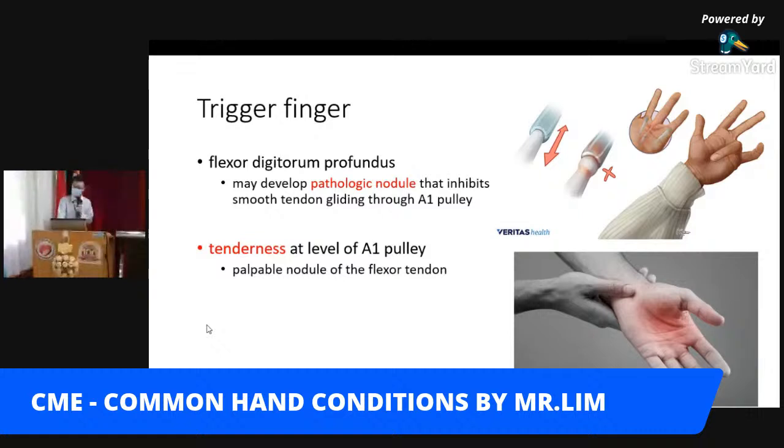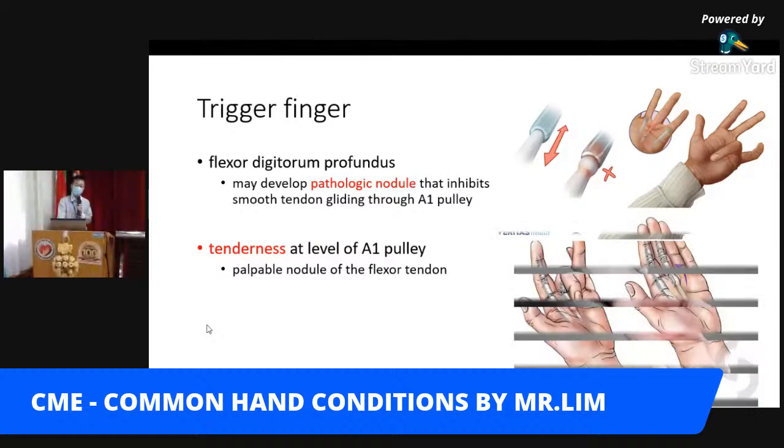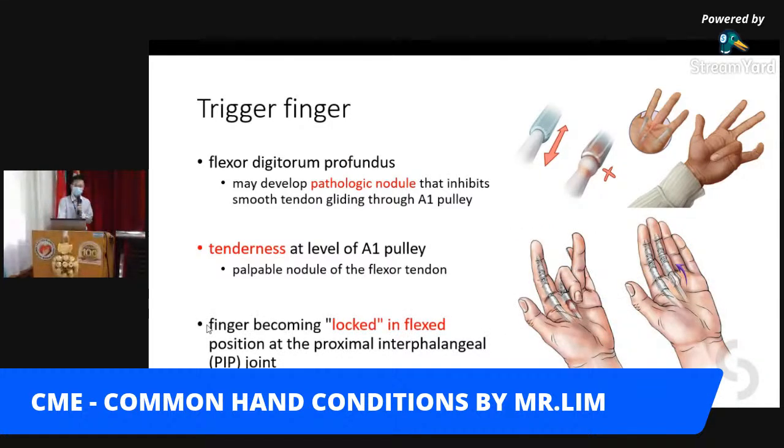How do they present to us? Usually they come with pain, very painful and catching sensation, sometimes with a palpable nodule in the A1 pulley area. If they are severe, they can be locked in the flexed position. Because when it's flexed, it goes through the tunnel and it couldn't extend because it's stuck in the A1 pulley.